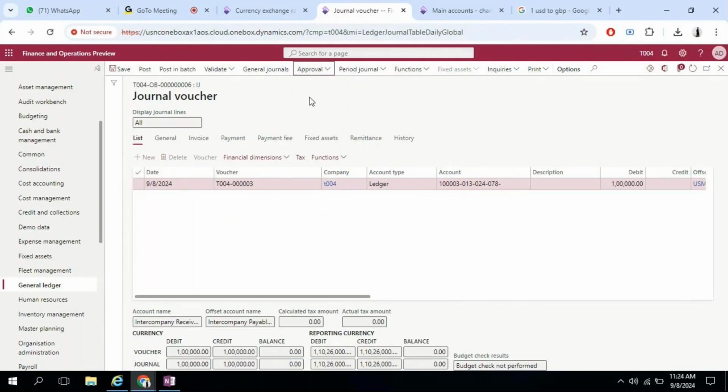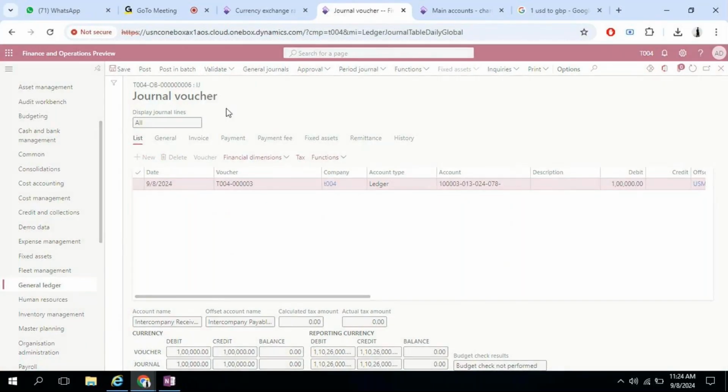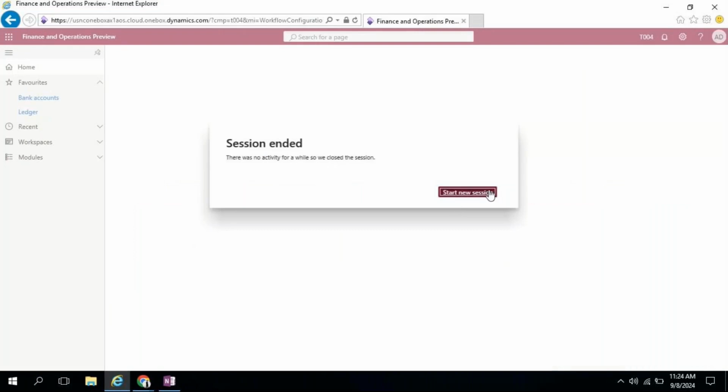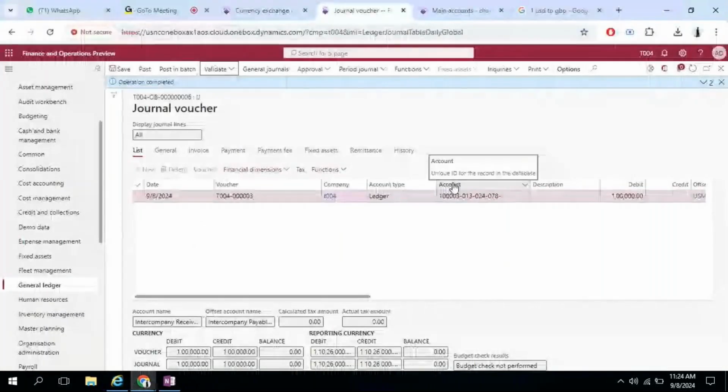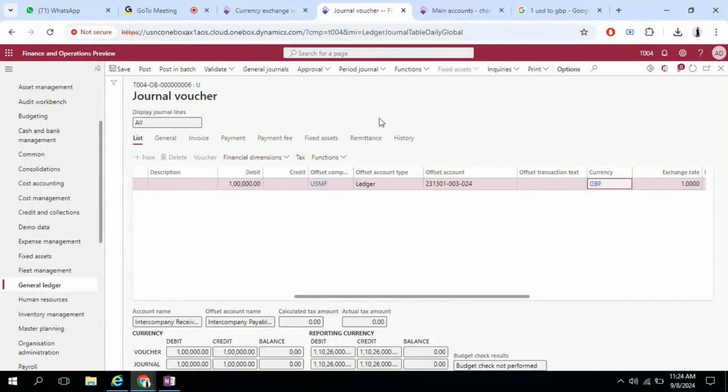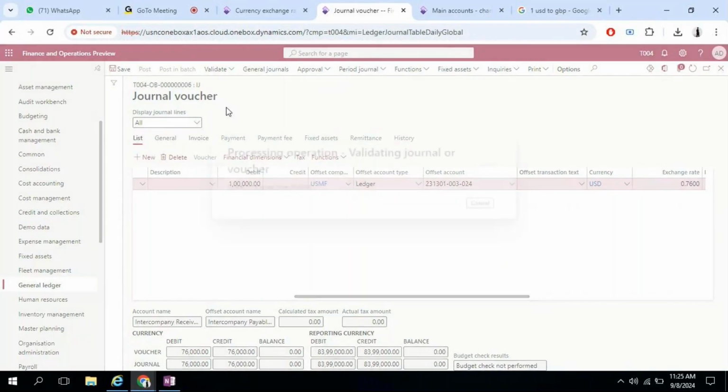approve it. After approval, go for the validate option and simulate the posting. Operation is completed. So I think there is a problem with the currency code. Let me check if I can do the transaction in USD. Let me change this currency to USD. I will save it and again do the simulate posting.